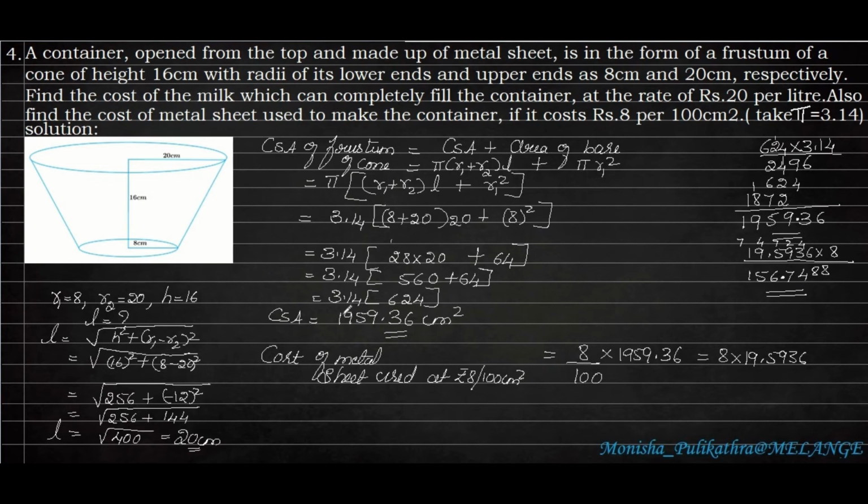So the cost for 19,059.36 centimeter square is rupees 156.74. Okay, so rupees 156.74 for the whole 1959.36 centimeter square. Okay, I hope you understood this.